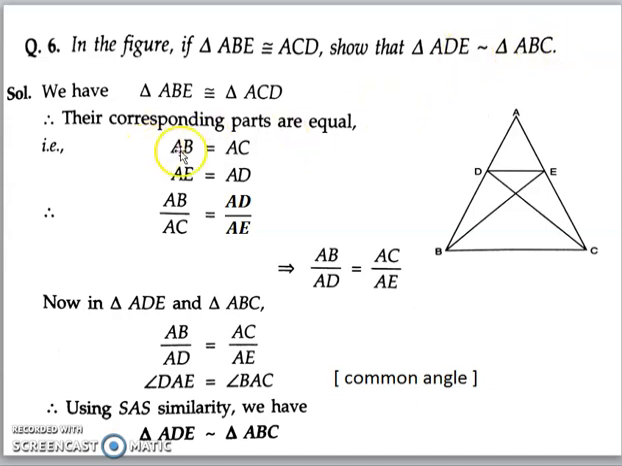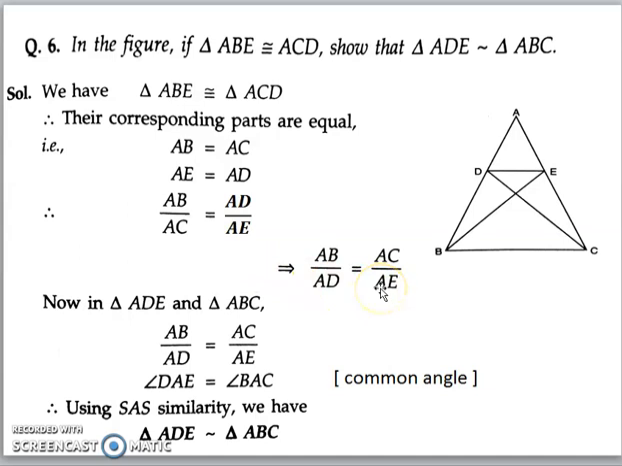So, from congruency of triangles, I get AB equal to AC and AE equal to AD. Now, since AB and AC are equal, if I find the ratio AB by AC, that will be equal to 1, because numerator and denominator are equal. Same way I can also say that AD by AE, that ratio is also equal to 1 because the sides are equal. So I can equate the two ratios. Since both are equal to 1, I can say AB by AC is equal to AD by AE.